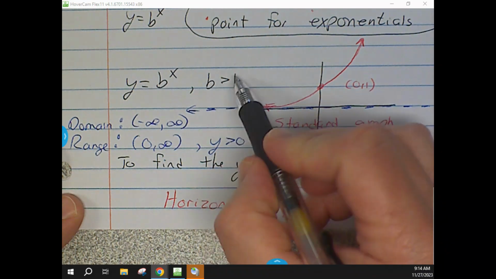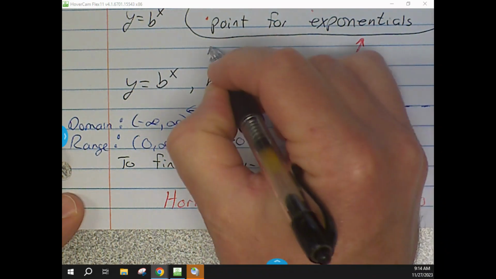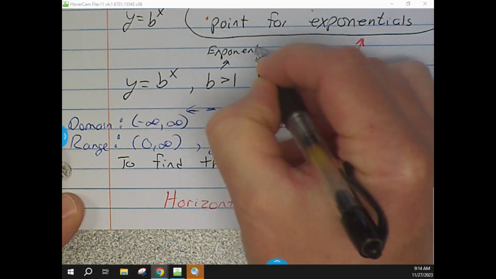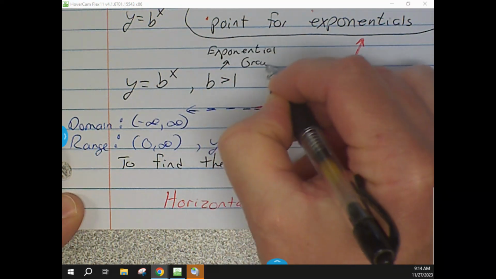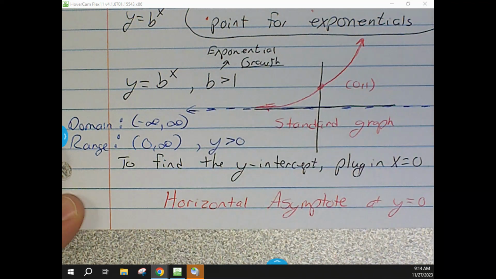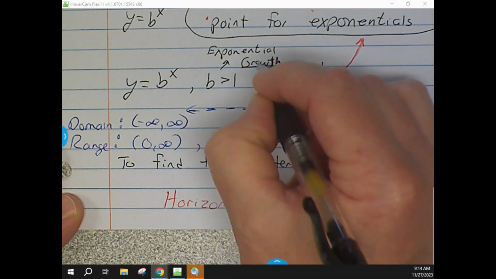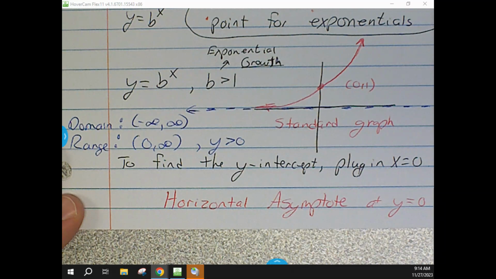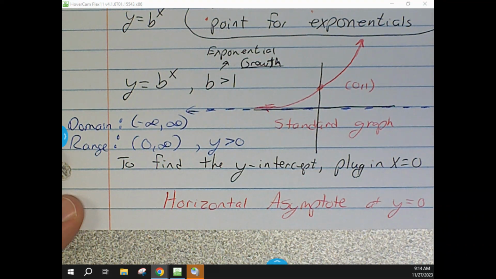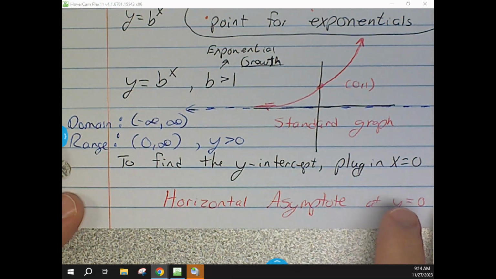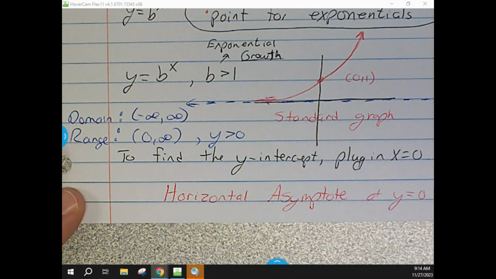Okay. And as long as the base is greater than 1, we're going to say this is exponential growth. And that's the key word on that one, that it's going to be a growth. As far as exponentials go, we're looking at two different types. We have a growth that's here where your base is greater than 1.